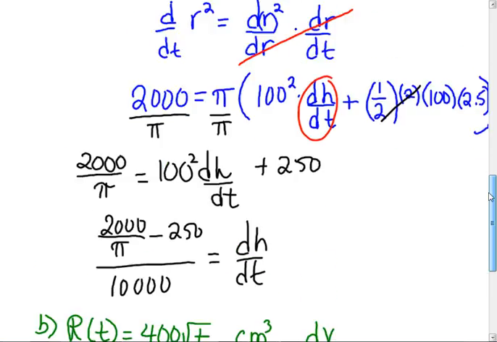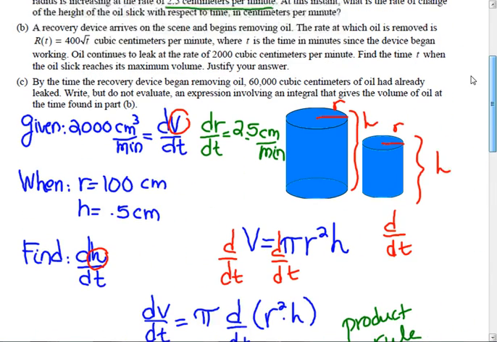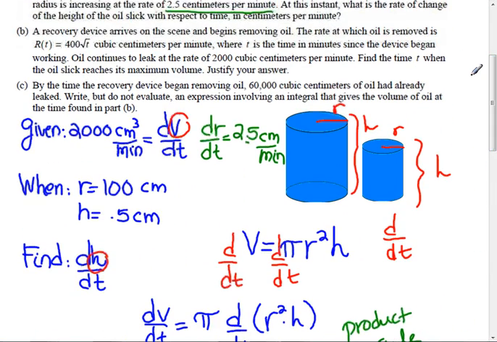Okay, so this is how I analyze the problem. It says T is the number of minutes since the device begins working. Oil continues to leak. It didn't stop. It's still leaking 200 cubic centimeters per minute. So this has not changed. So you have some oil, more oil coming in and some oil coming out. Hopefully more is getting removed than what's coming in. Because if that doesn't happen, we have the fiasco we had in the Gulf of Mexico.